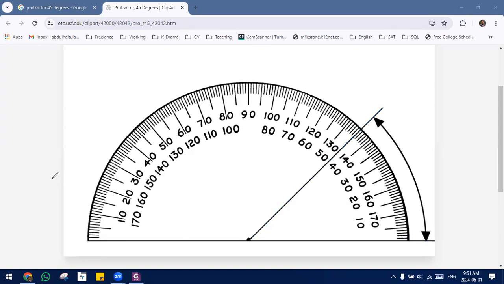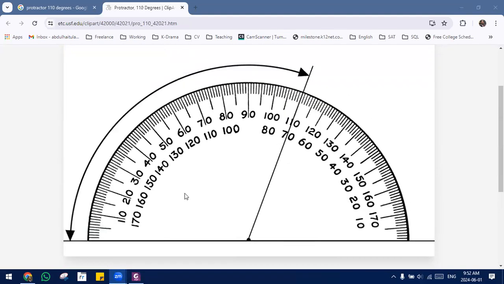Now let me pause a little bit to find the other angle that we need. The other angle should be 110. As you know, 110 is more than a right angle. Just find a good one. Okay.